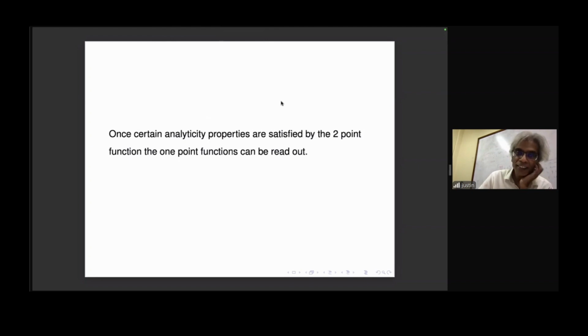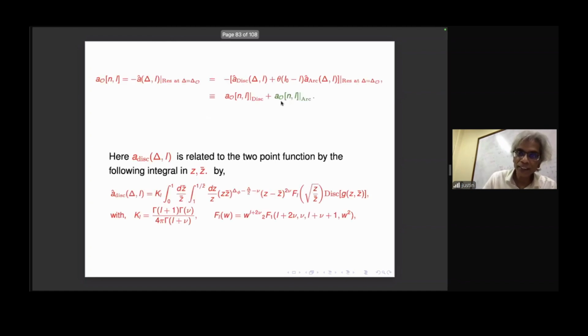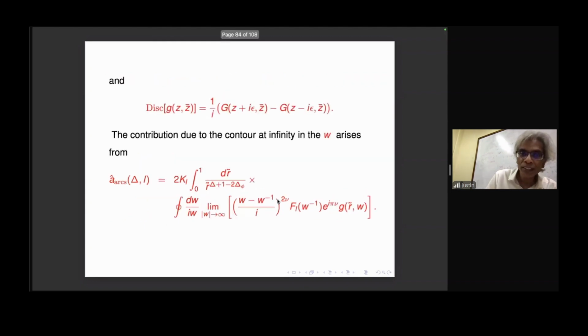And there are certain analyticity properties which need to be satisfied by the 2-point function, so that the 1-point functions can be read out. And that is true, actually. We have checked that it's true. And to extract out, there are certain integrals to be done. I wouldn't go into the details of it, but there are some integrals to be done to invert and to extract a 1-point function.